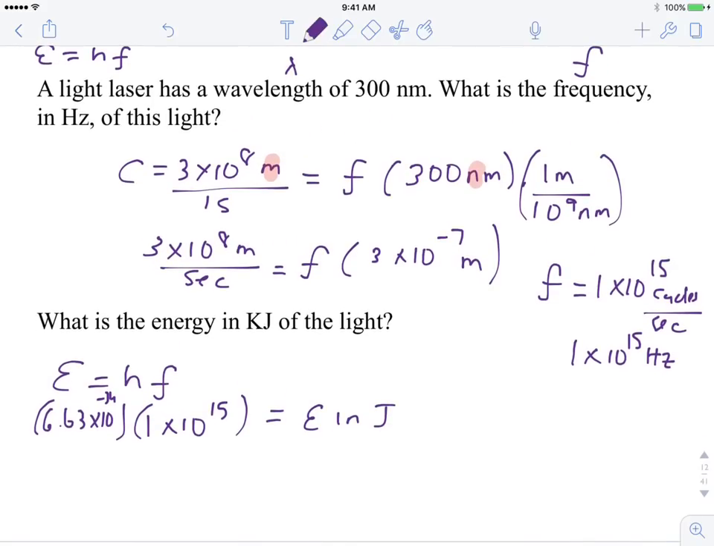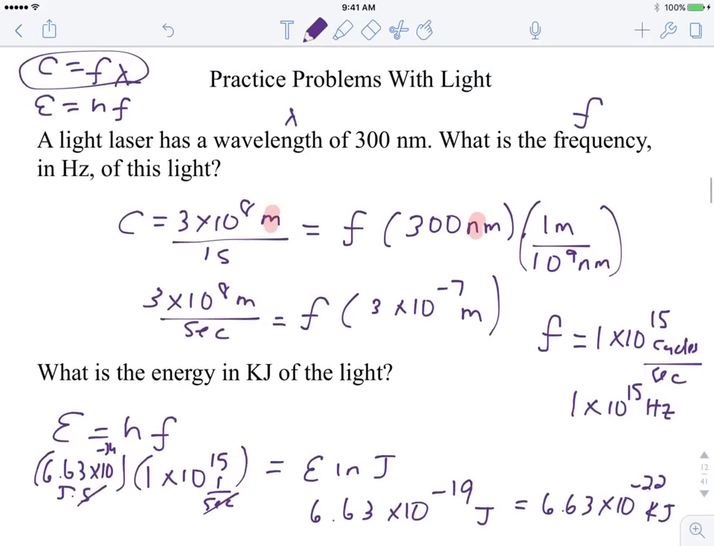If we look at the units for this, this is joules times seconds, and this is really 1 over seconds, or cycles per second. So the seconds will cross out, and I'll be left with joules. So now if I do this, I will get 6.63 times 10 to the negative 19 joules, and that will be 6.63 times 10 to the negative 22 kilojoules.